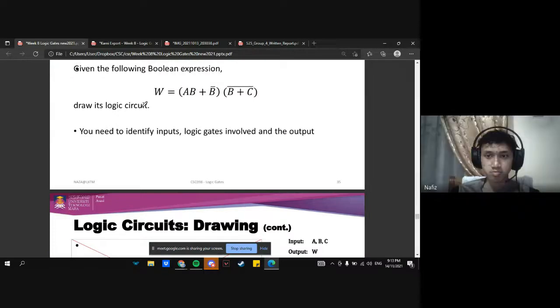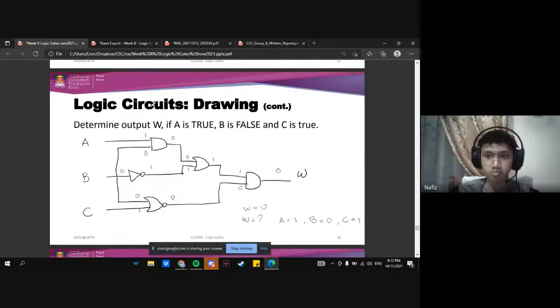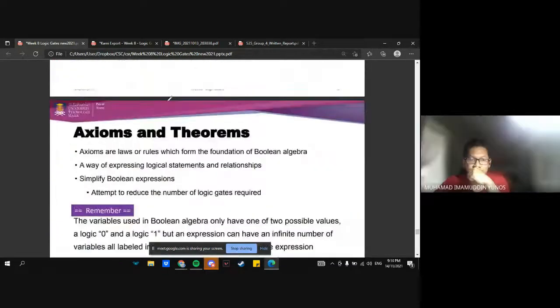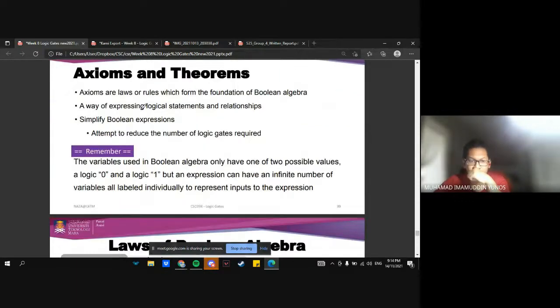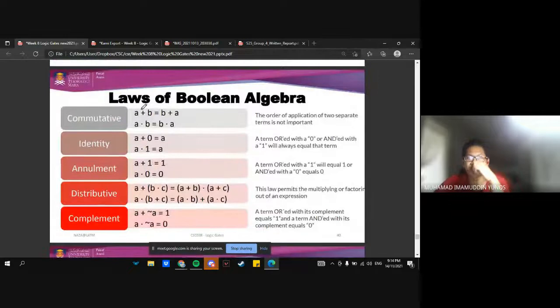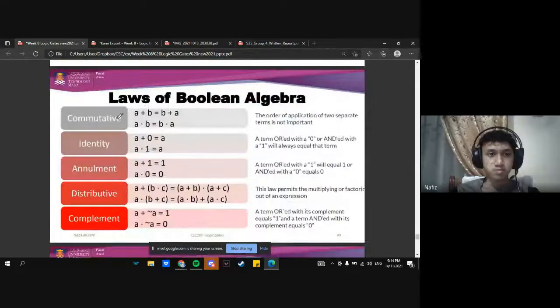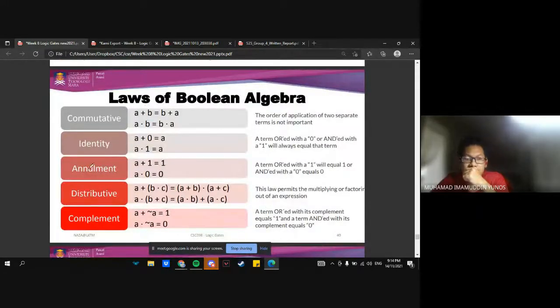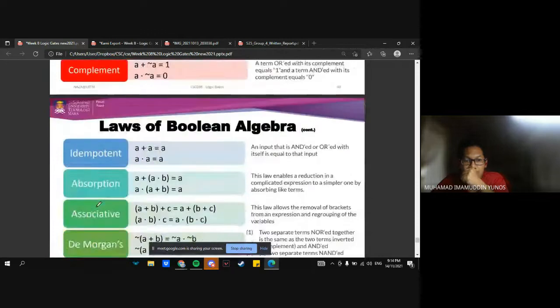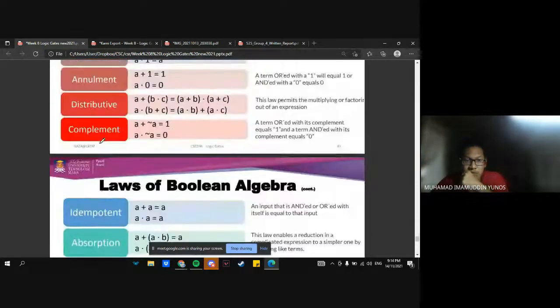Basically, that's all that I want to teach you for axioms and theorems. These are the laws of Boolean algebra, which consist of many things: commutative, identity, annulment, distributive, complement, idempotent, absorption. This we actually need to memorize.